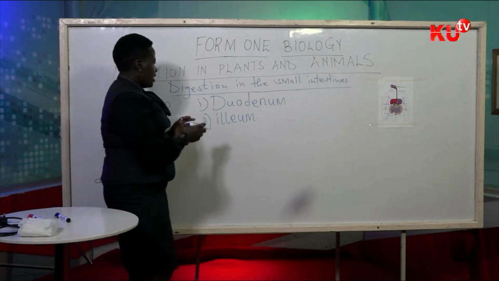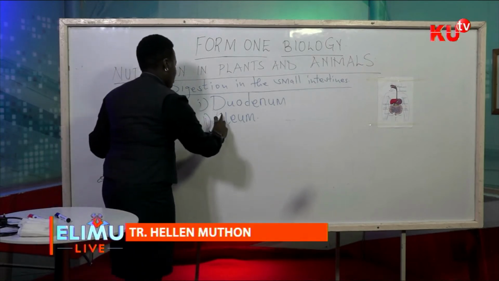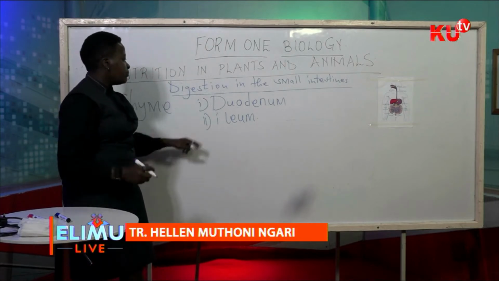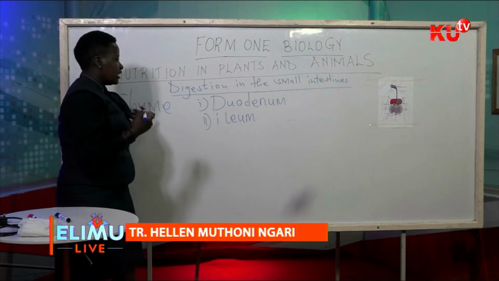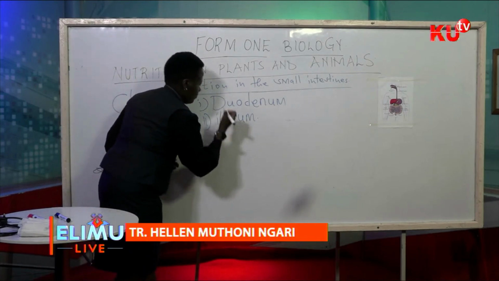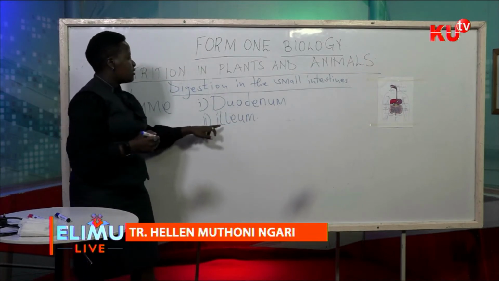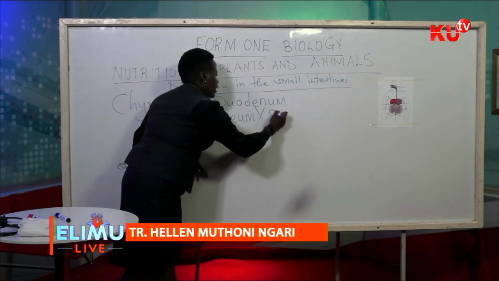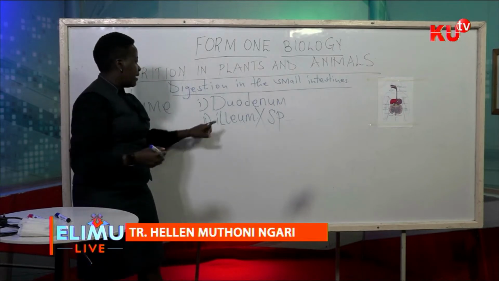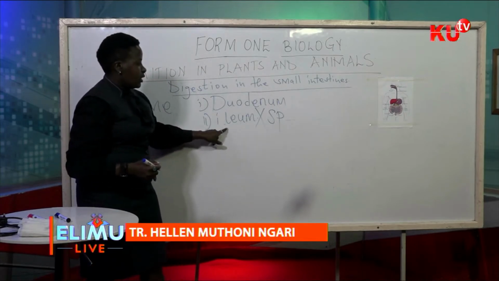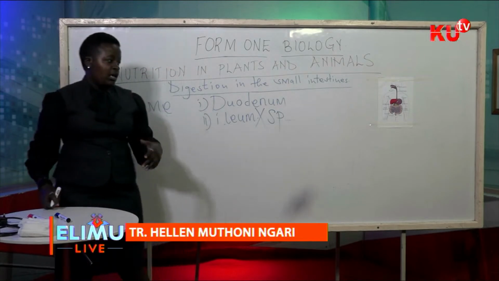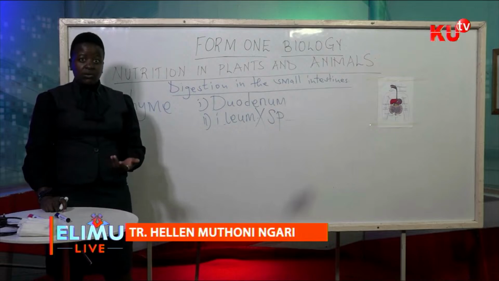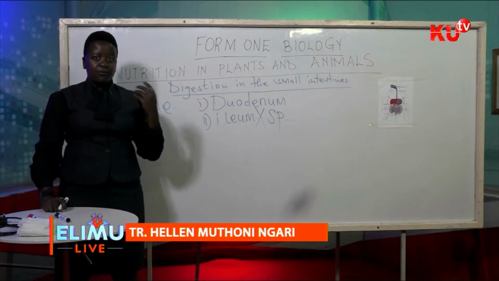Now, when you're writing the word ileum, make sure that you check your spelling. There's usually a likelihood of students writing ileum with a double L, and this costs you a mark because that's wrong spelling. So ensure that anytime you have the word ileum, you just write it with one L. Sometimes in the examination, you might not be able to remember how to write the word ileum. So if you just write small intestine, you'll also get a mark for the same.